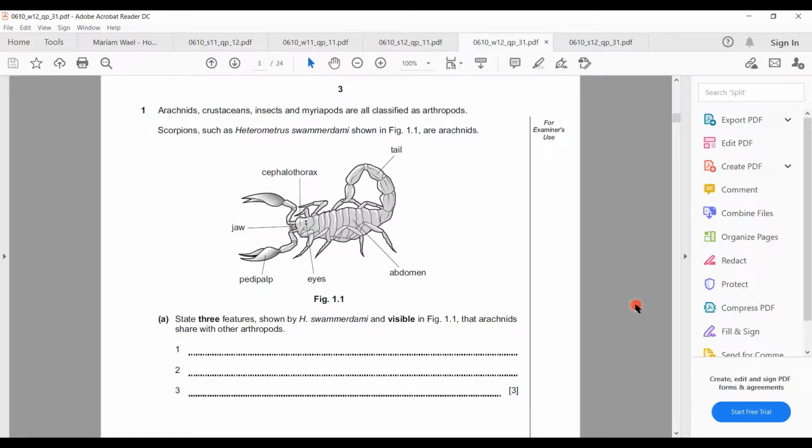Here, the arachnid, which is the scorpion, has simple eyes, which is not the same as the others. But the myriapods, they have simple eyes. Yeah, but crustaceans have compound eyes and insects have compound eyes. Okay, but I want the same things that they share. They share jointed legs, yes, because of the word joint. Okay. What else?